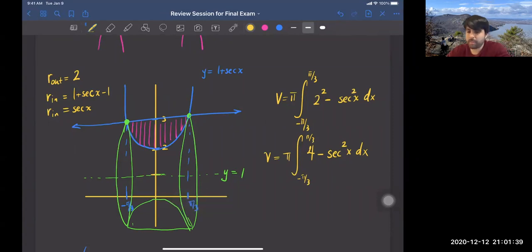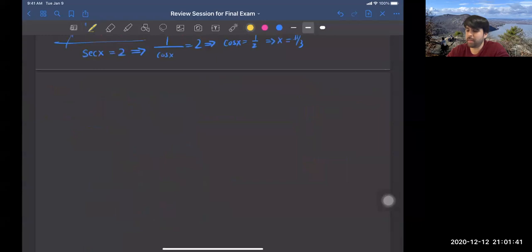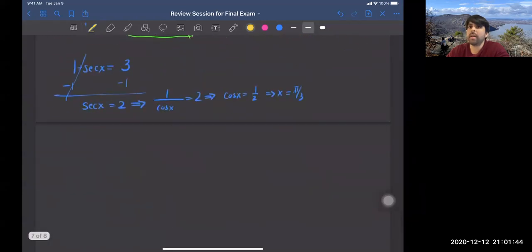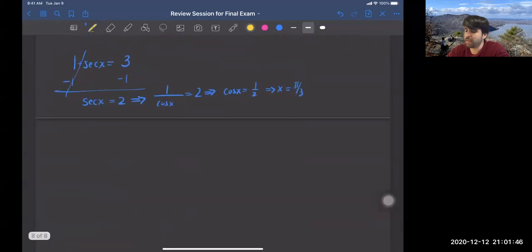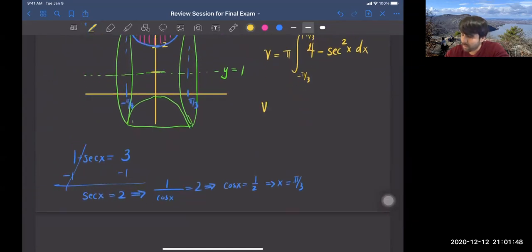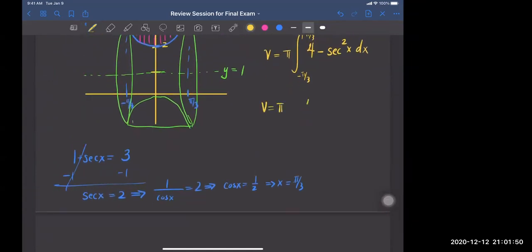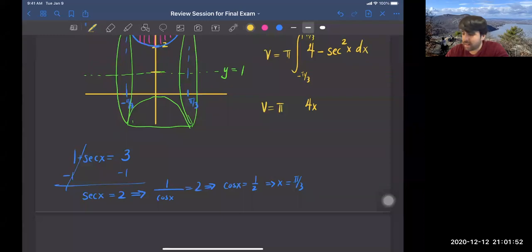Now, once we got the setup, what's the antiderivative? Would it be 4x minus tan x? 4x minus tan x. That's right. Evaluated from pi over 3 to negative pi over 3.